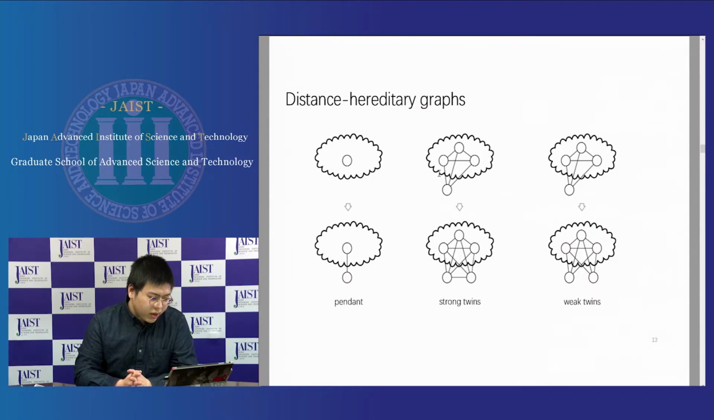So we can understand the generation rules based on the graphs. For the pendant case, we add a new vertex adjacent to one existing vertex. For strong twins, we add a new vertex with the same closed neighbors. And for weak twins, we add a new vertex with the same open neighbors.